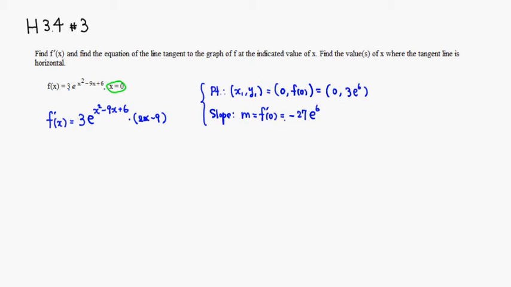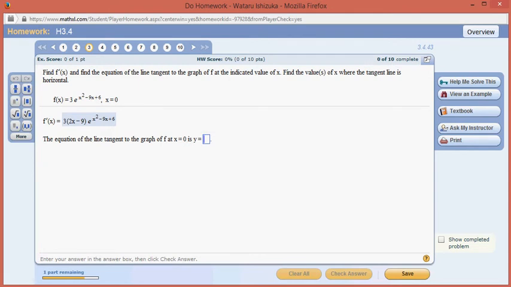Then we notice that since the x value is 0, this is actually the y-intercept. So b equals 3 e to the 6. Therefore the equation is y equals, using slope-intercept form, m, which is negative 27 e to the 6th power, x plus b, which is 3 e to the 6. Let's type it in. It's negative 27 e to the 6th power x plus 3 e to the 6th power. Let's check the answer.